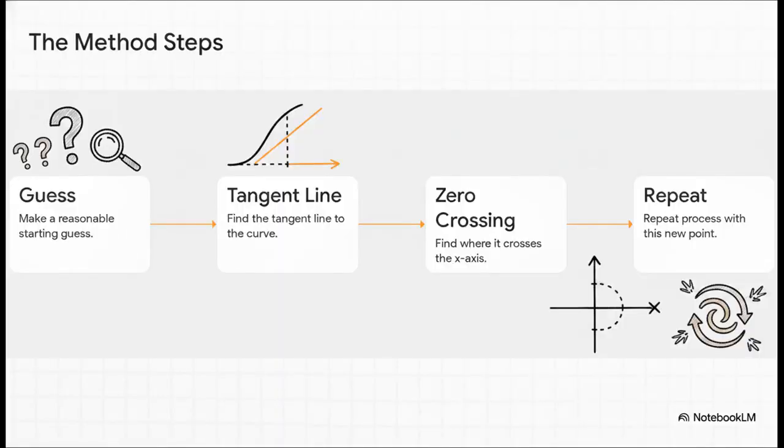Let's walk through that physical action in 4 super simple steps. Step 1, make a reasonable starting guess. Step 2, find the tangent line to the curve right at that guess. Step 3, follow that tangent line down to find exactly where it crosses the x-axis. And step 4, repeat. Just repeat the process using this brand new point. The big takeaway here is that computer math isn't some incomprehensible wizardry. It's quite often just highly educated guessing, performed over and over again at lightning speed.